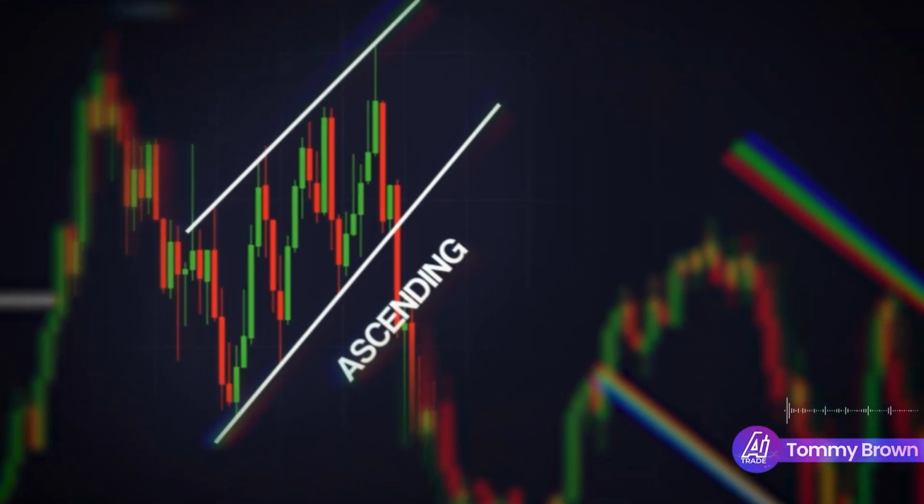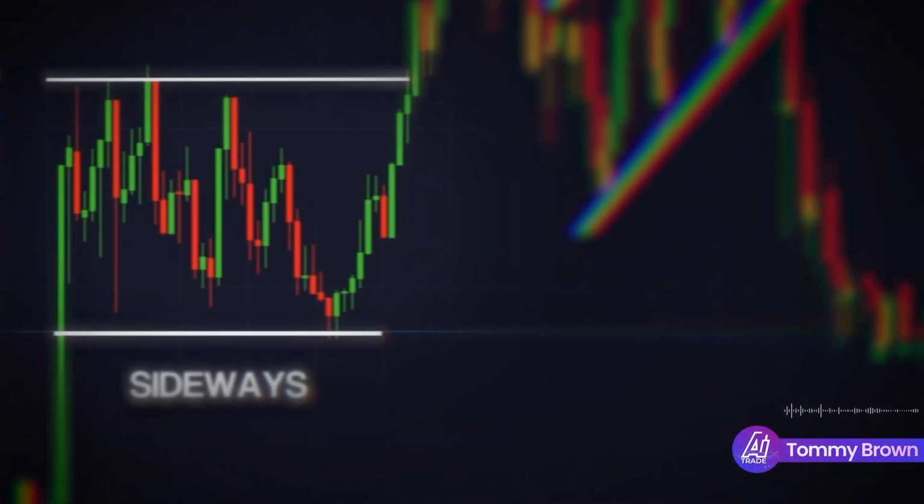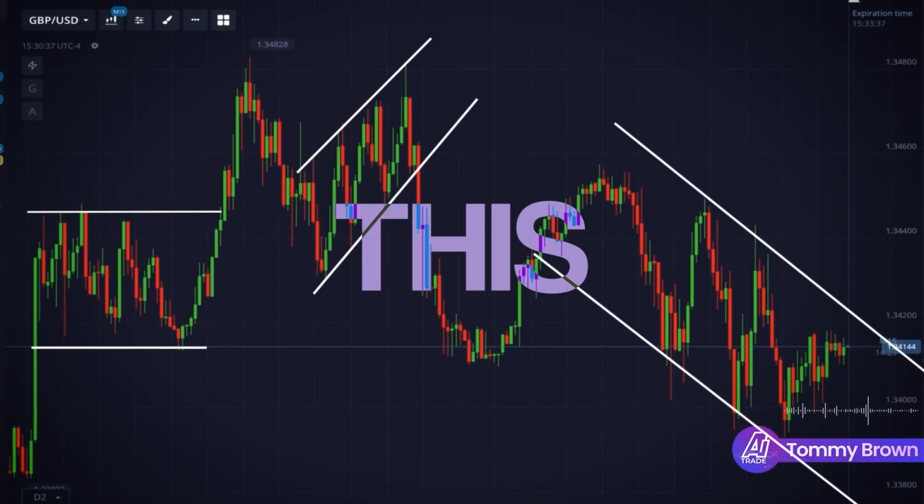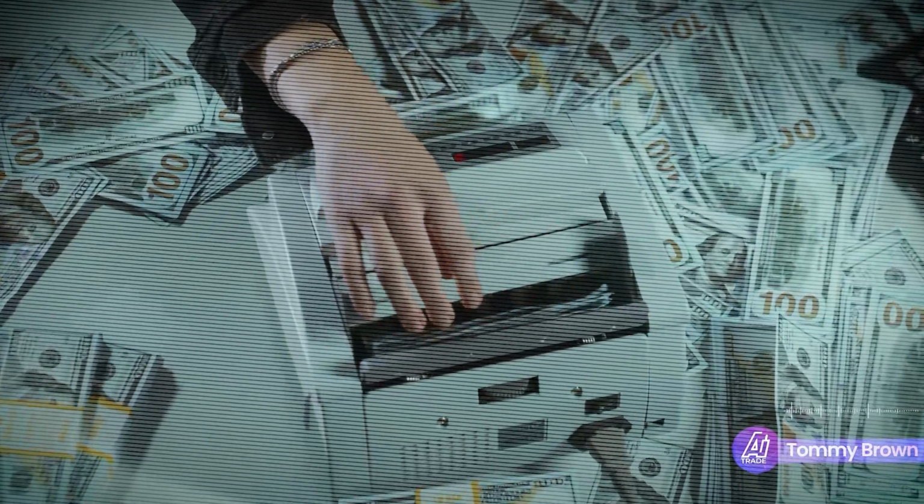They can be ascending, descending, or sideways, and all of them are accompanied by a support level and a resistance level. These price zones are important for making profitable trades.